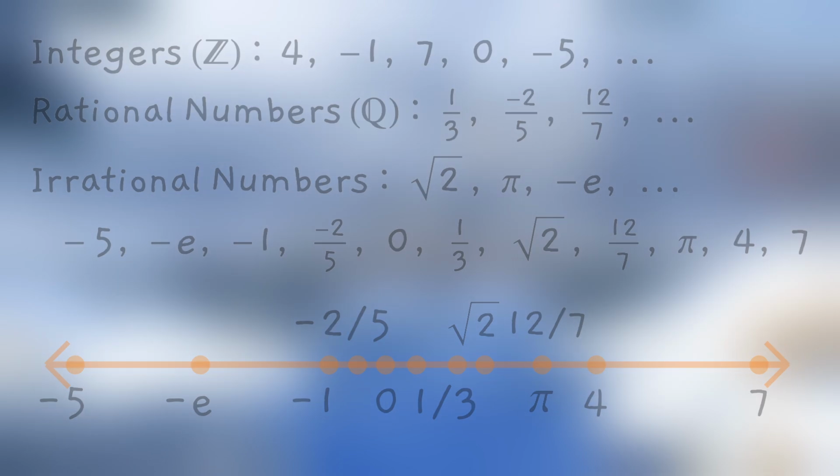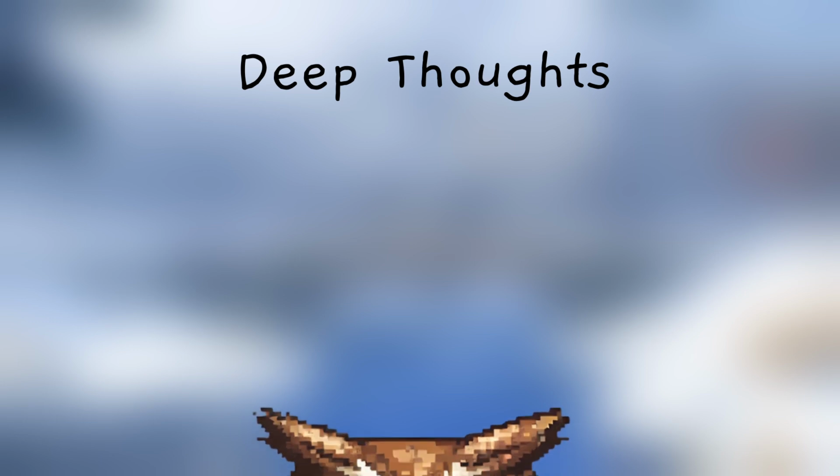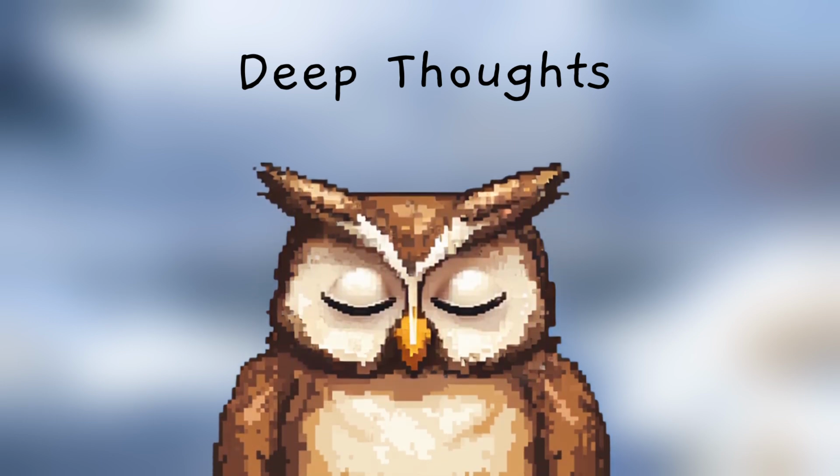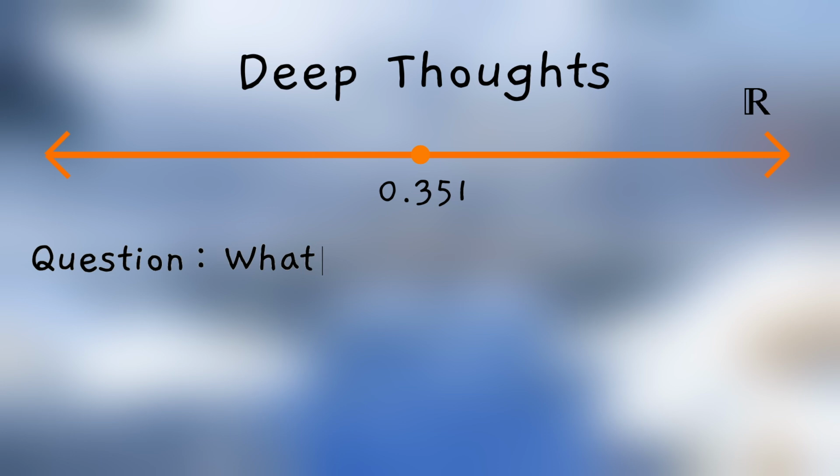So now we're going to entertain some deep thoughts about the real number line. You might need to just be very calm, very still, meditate for a brief moment while I draw a real number line. Here we go. We have a nice line here that represents the continuum, the real numbers, which we can denote by this R with a double stroke. Suppose we draw a dot here to represent the number 0.351. Here's the question I'd like you to think about. What number comes after 0.351?